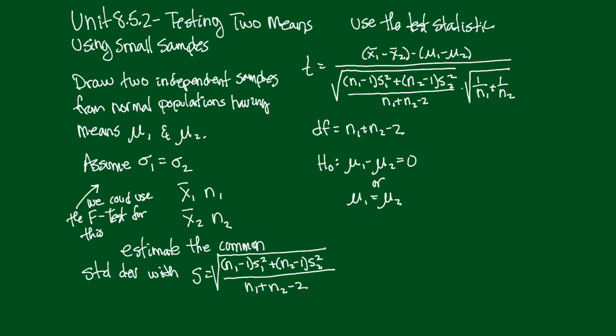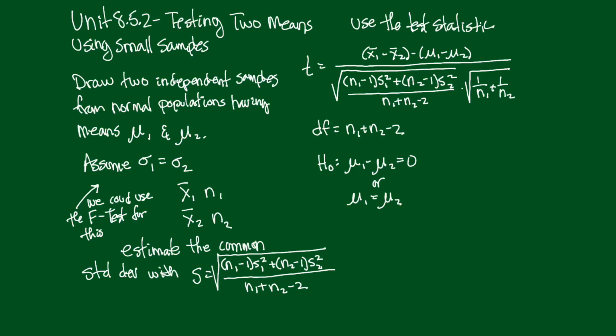Now it is a t distribution, so we've got degrees of freedom. Degrees of freedom is the sum of the sample sizes minus 2. And then what we're testing is typically this. H naught will state that mu1 minus mu2 is 0. What does that mean? No difference. The difference is 0, so no difference between the means, or that just means that mu1 equals mu2.